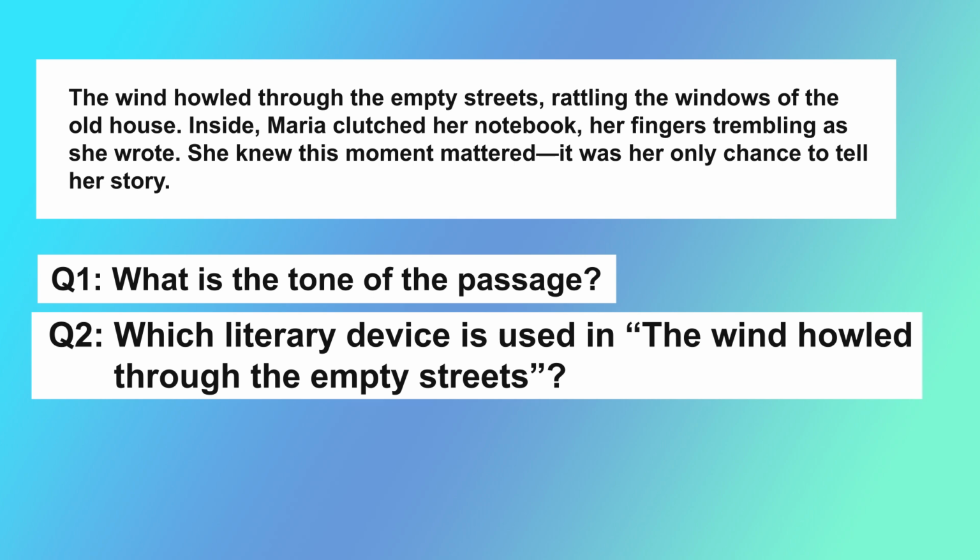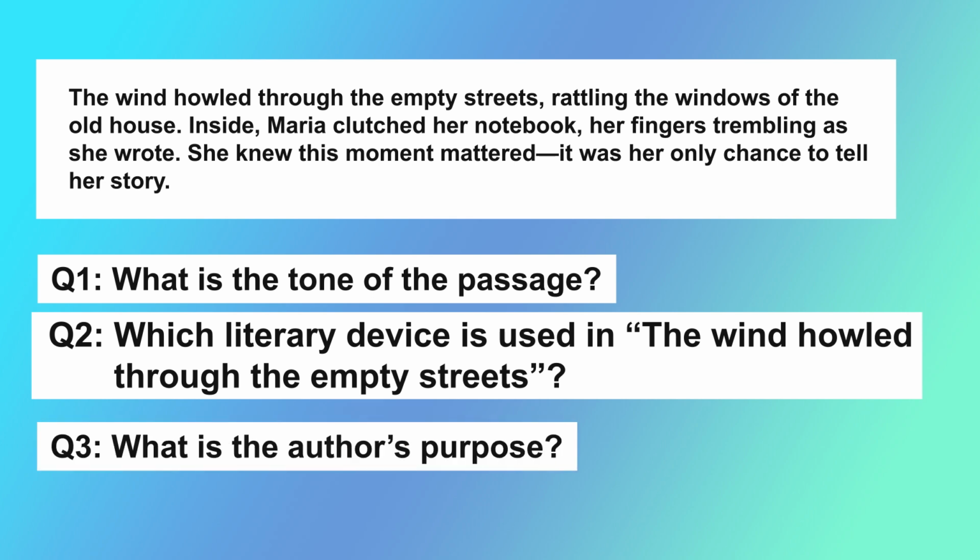And question 3, what is the author's purpose? A possible answer would be the author's purpose is to create suspense and engage the reader. The use of vivid imagery helps achieve this effect. If you had to make a choice between to entertain, to inform, or to persuade, the correct answer would be to entertain, most likely as it would be a suspense book, which some people find entertaining.